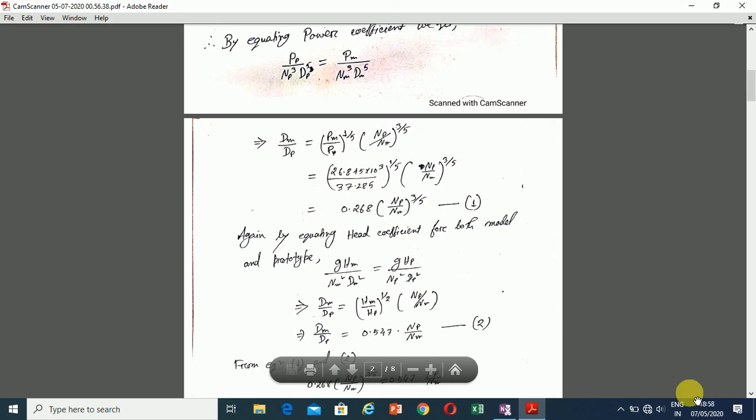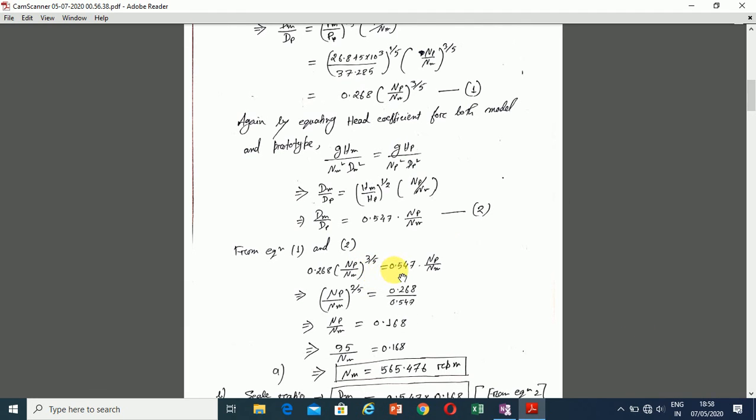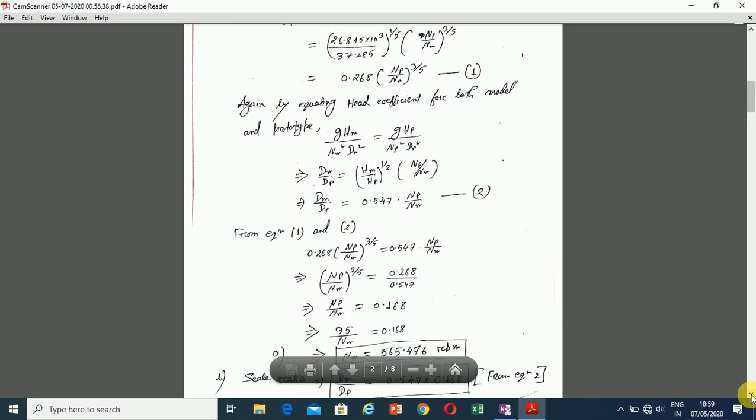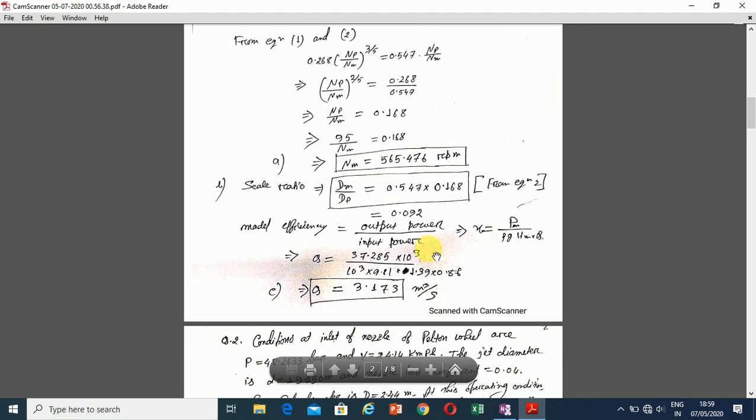From equation number 2 and equation number 1, we get 0.268 (NP by NM) to the power 3 by 5 is equal to 0.547 into NP by NM. From here, NP by NM we found as 0.168, and NP is given as 95, and we get NM is 565.476 RPM. B. Scale ratio, that is dm by dP. We put the value of NM in equation number 2 and we get dm by dP is equal to 0.092.